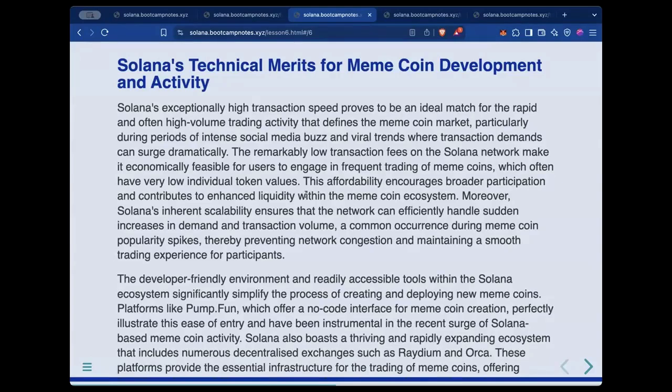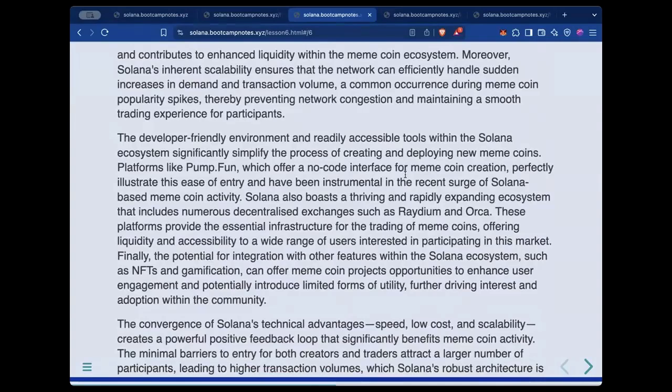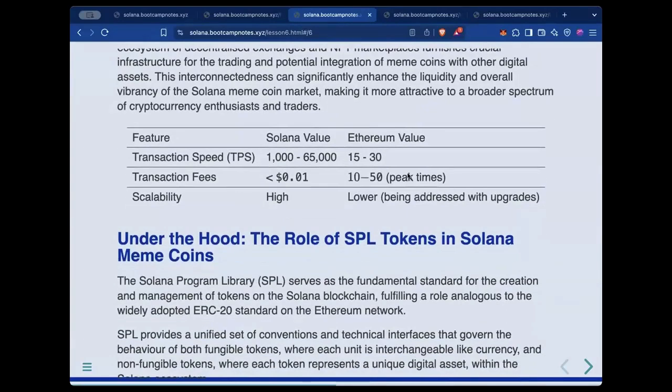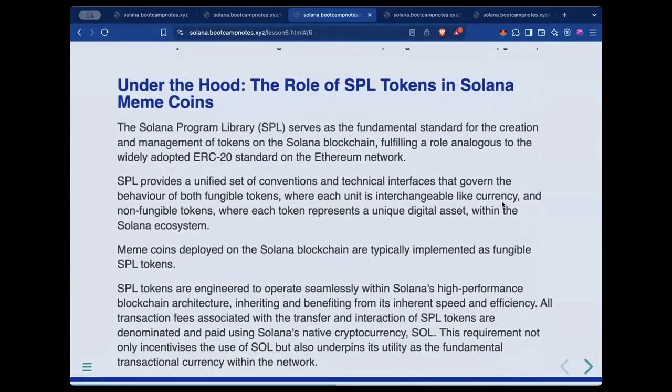Then also we got platforms like Pump.Fun that have been set up specifically for this area to help people create and trade in meme coins as well. So there's a few details there, some examples of this idea that you're getting much higher throughput and relatively small transaction fees compared to, say, Ethereum as well.